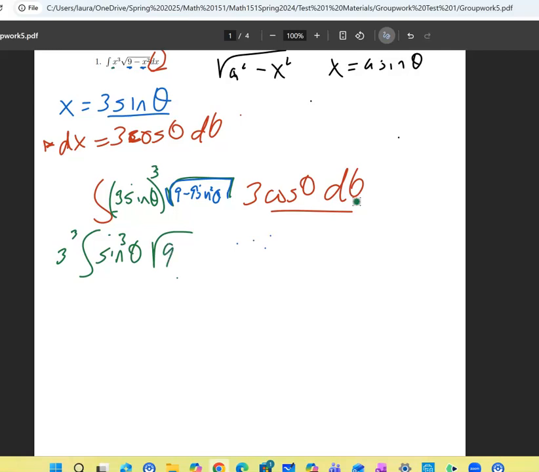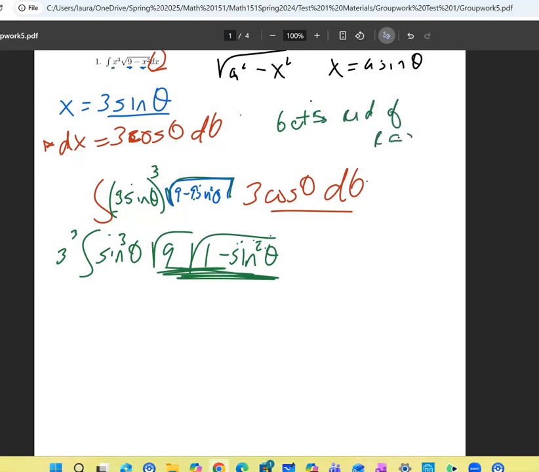Here I would say root 9, root 1 minus sine squared theta, because you're always looking for an identity to happen inside the radical, because this method gets rid of the radical by an identity. And then I'm just going to carry this 3 cosine theta along.